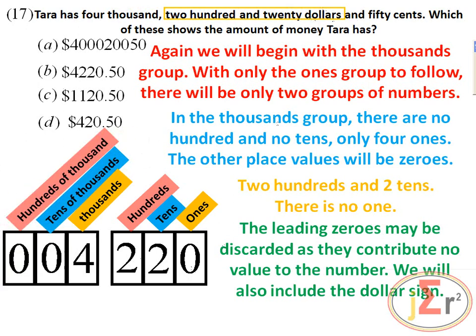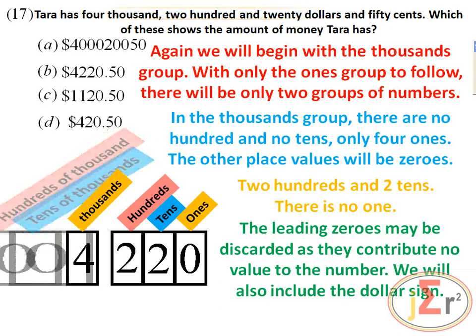The leading zeros may be discarded as they contribute no value to the number. We will also include the dollar sign. Do not forget, we are talking about money. So the dollar sign is very important. And we need to remove those 2 zeros. We don't have to remove them, but their presence there has no effect on the value of the number, so they may be discarded, those leading zeros.